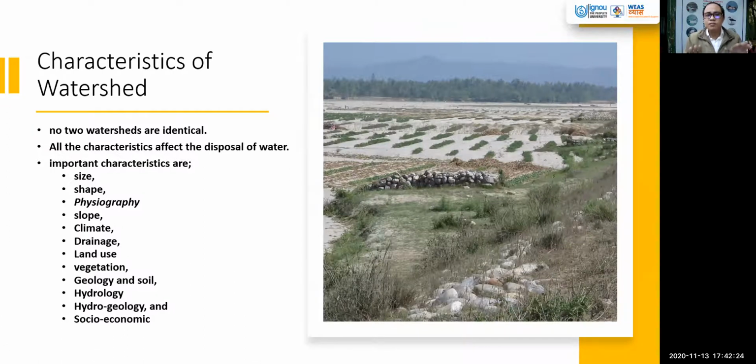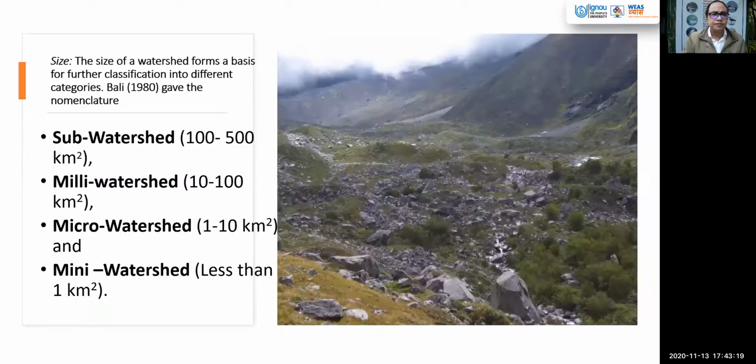Then physiography, of course, because based on physiography we have to understand the scientific methods and the engineering structures of our intervention. Then slope, and the flow, which may be groundwater flow or surface water flow. Then climate is important, and drainage. Land use is very important, because from the principles of landscape ecology we know that land use plays an important role in maintaining the functioning of a landscape. Vegetation: what kind of vegetation depends on what kind of approach has to be followed. Then geology and soil play an important role, hydrology, hydrogeology, and finally the socioeconomic condition of the people.